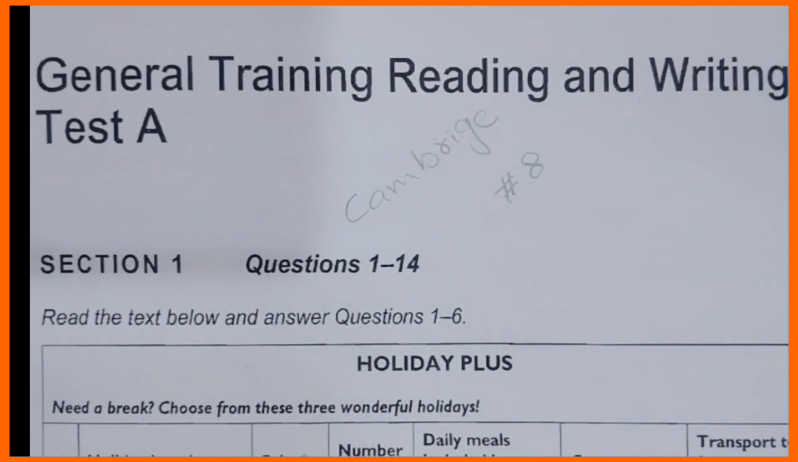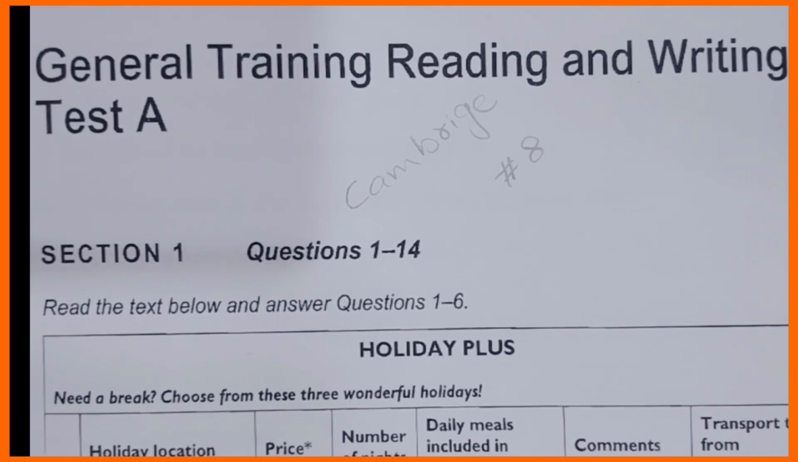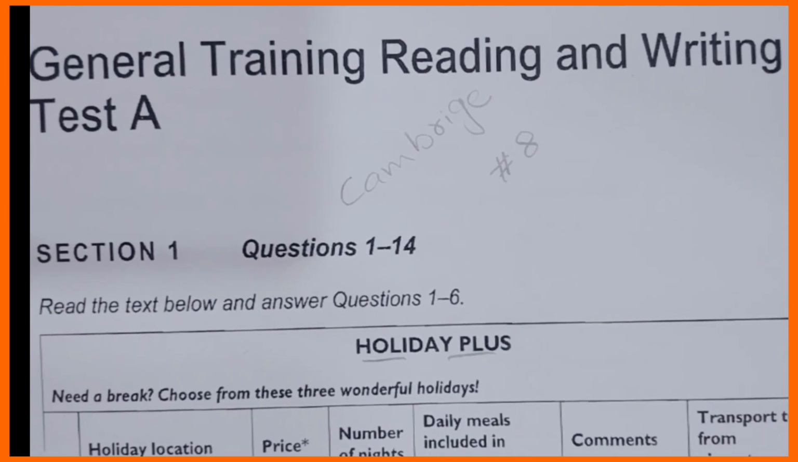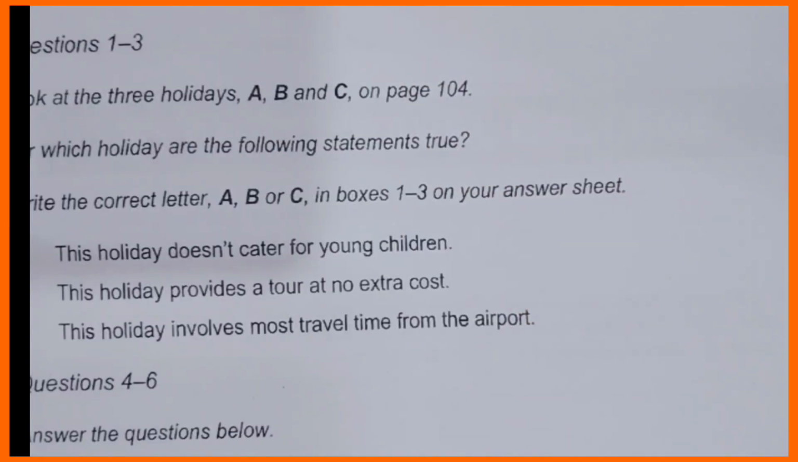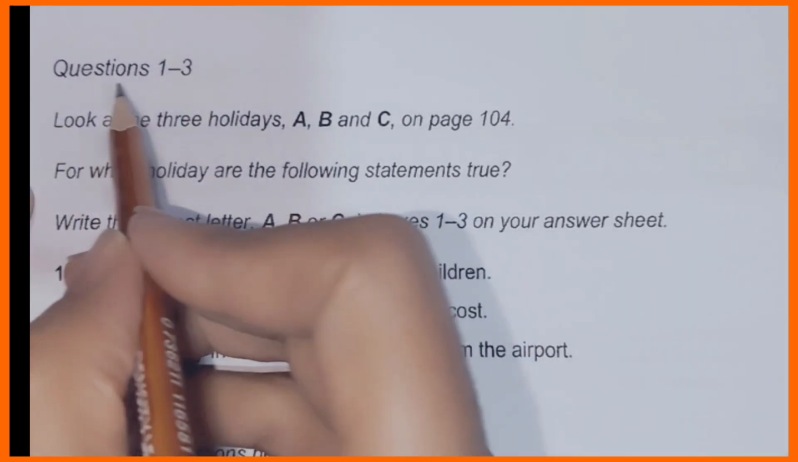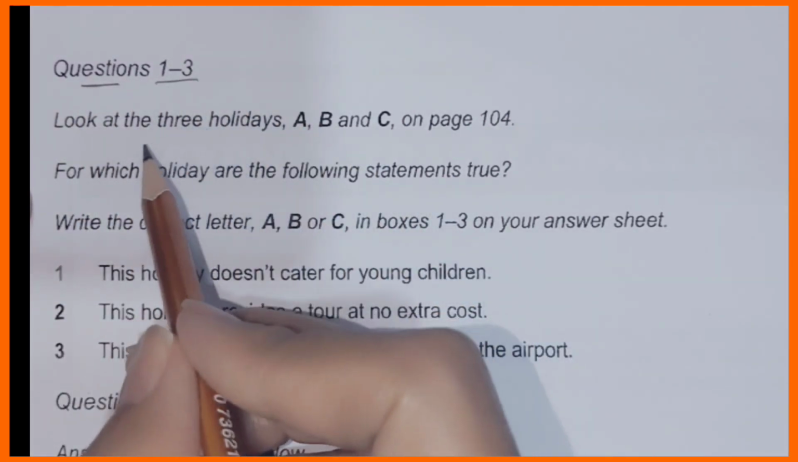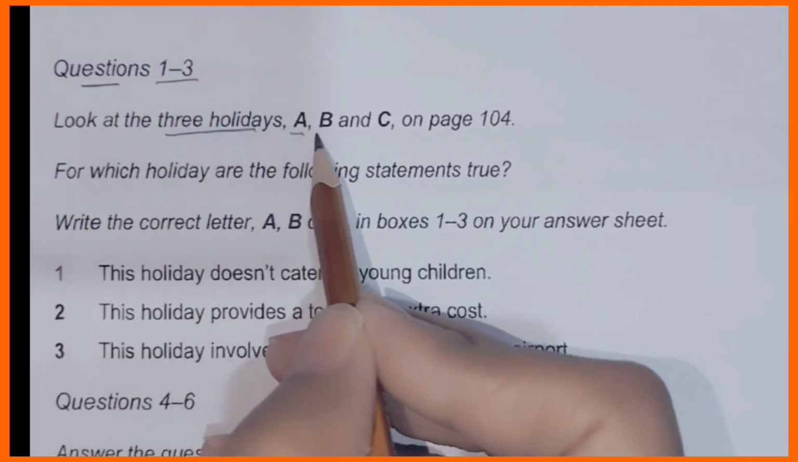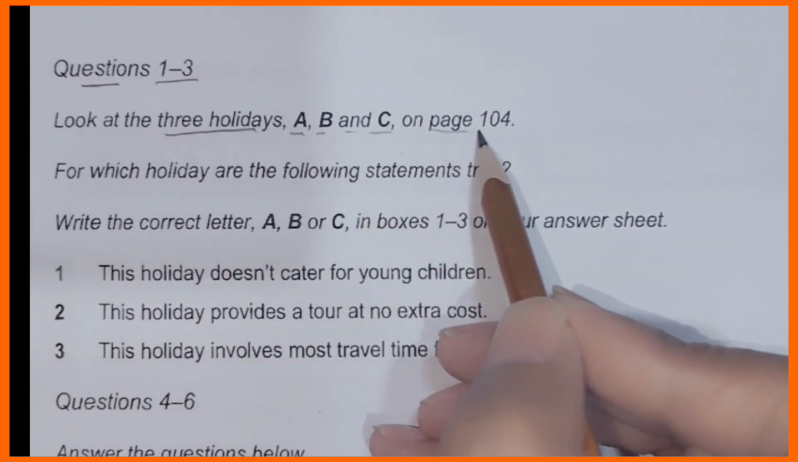As always, I'm saying I'm never ever going directly for the topic. So I'm never reading the paragraph or the passage first. First of all, what I always do is underline the question. So question number 1, 2, 3. Look at three holidays A, B and C on page 104.